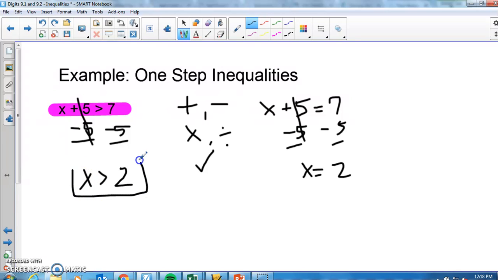All right, how can we check our work? We're going to check the work the same way. We're going to take this number and substitute it back in. So if I plug in a 2 there, 2 plus 5 is 7. Is 7 greater than 7? No. But what we have to realize is this says x is greater than 2. So would I substitute a 2 in? No. A number we would substitute in would be a number greater than 2, such as 4. So if I substitute a 4 in, does 4 plus 5 equal a number greater than 7? 4 plus 5 is 9. Is 9 greater than 7? Yes, it is. So that works out.